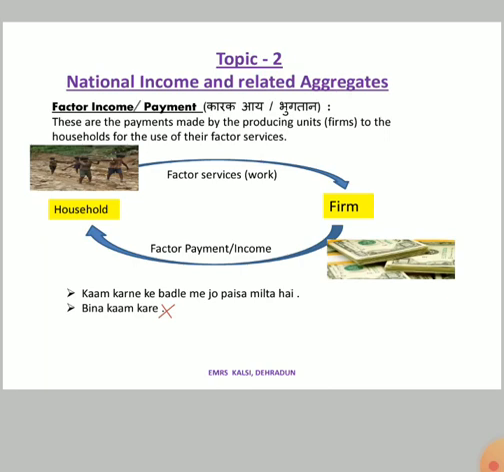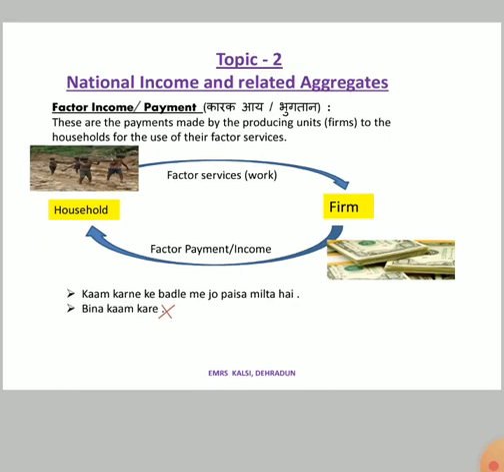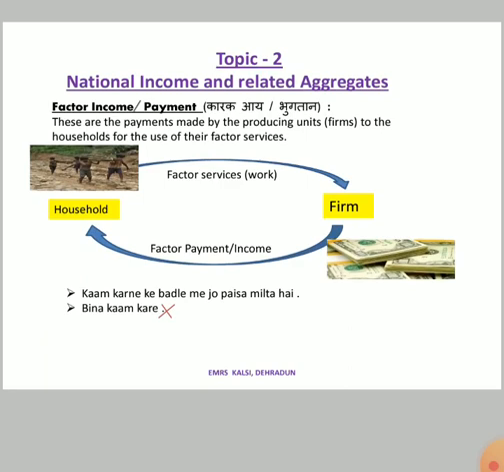So what is factor income? The money received by the household after providing the services is called factor income or factor payment. See, both the things are same. If the person is receiving money, then it will be called income, and if the person is paying the money, then it will be called payment. So here the firm is paying the money, so for the firm it will be called factor payment, and for the household receiving the money, it will be called factor income. So both are the same things, it depends on the perception.